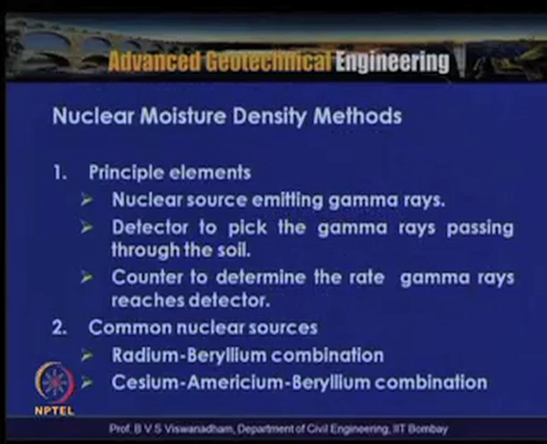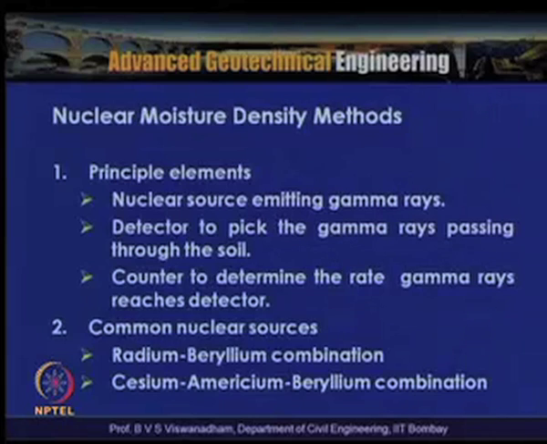In the nuclear moisture density methods, the principal elements include a nuclear source emitting gamma rays and a detector to pick up the gamma rays passing through the soil, and a counter to determine the rate at which gamma rays reach the detector. So, it has three fundamental elements: one is the source emitting gamma rays, another is a detector, and the other is the counter.